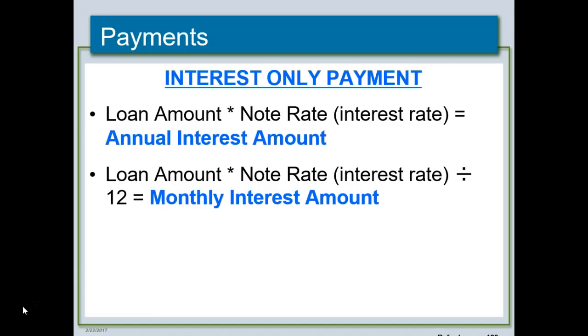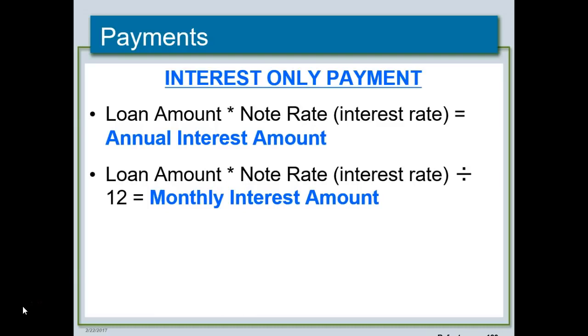If you want to know it for 60 months, multiply it by 5 for 5 years. If you want to know what it is quarterly, divide it by 4. But you have to start with figuring out what it is a year. To figure out the yearly interest, the annual interest, the loan amount times the rate, press equal. And that's simply going to tell you how much the interest is for a year.